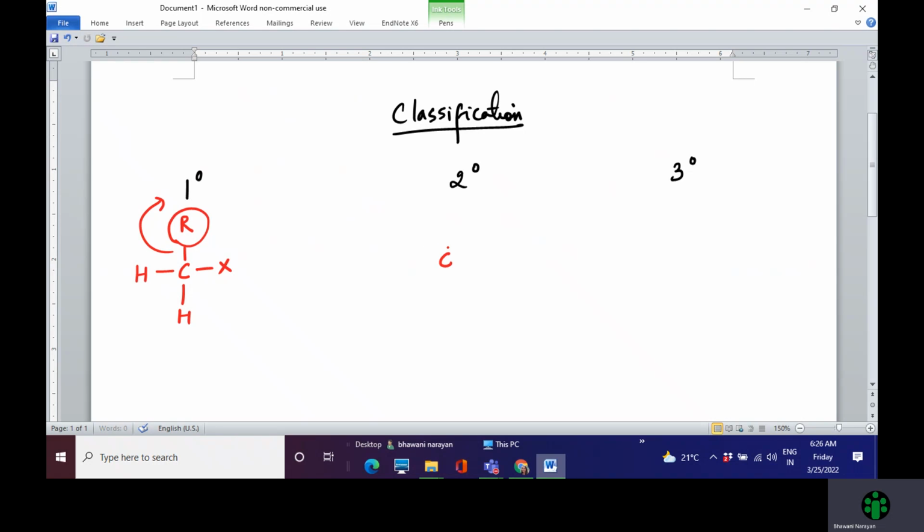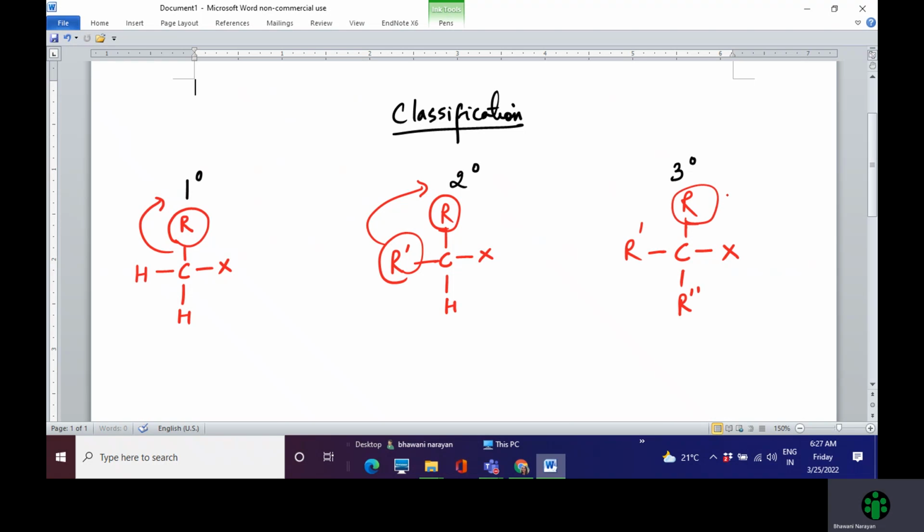In case of a secondary alkyl halide, the carbon containing the halogen group is connected to 2 more alkyl groups. So it's like R and R dash in this case, and this makes it a secondary alkyl halide. In case of tertiary, the carbon containing the halogen is connected to 3 alkyl groups. So that makes it a tertiary alkyl halide. You can see that this is connected to 3 alkyl groups.